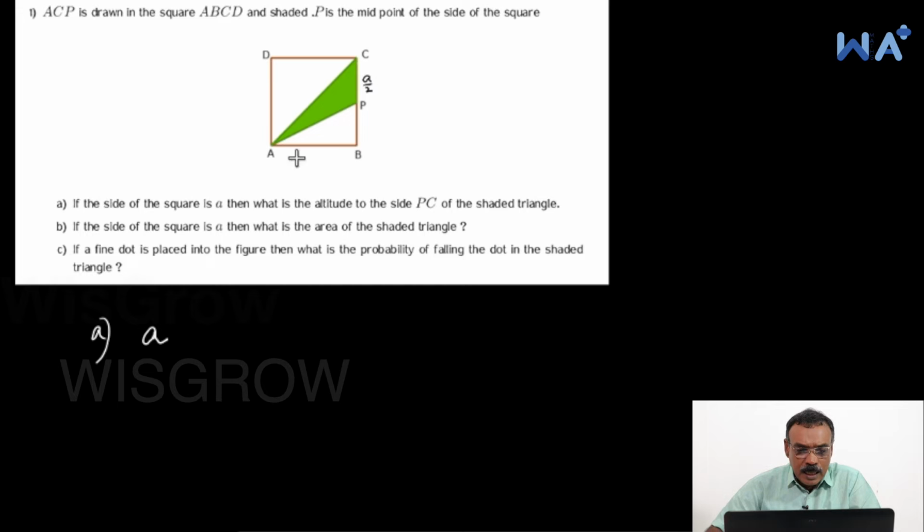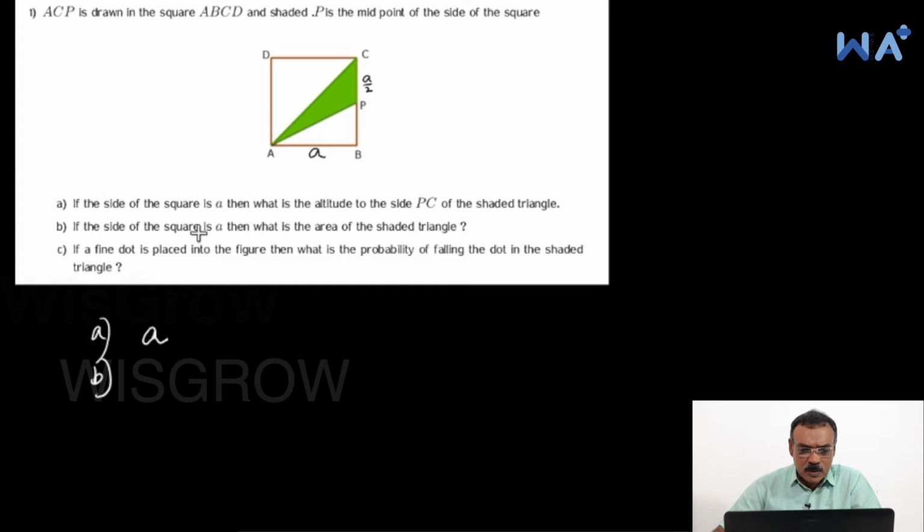ഓക്കെ, perpendicular ആണ് altitude വരക്കുന്നത്. ഇങ്ങനെ വരച്ചു കഴിഞ്ഞാൽ this is the altitude to PC, that is A itself. Therefore, what is the altitude of the triangle APC? That is A itself. Okay.